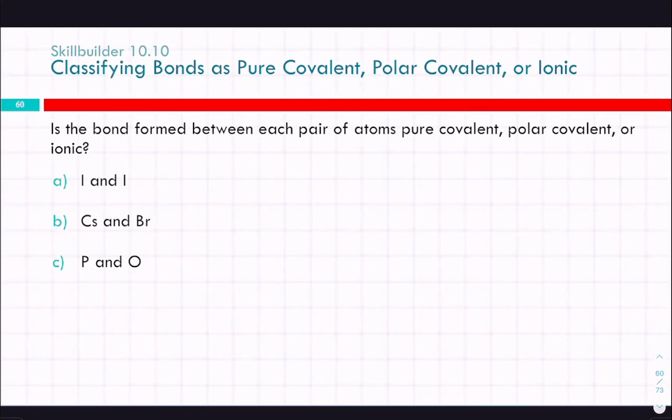Okay, so is the bond formed between each pair of atoms pure covalent, aka nonpolar, polar covalent, or ionic? So we have a bond between iodine and iodine. Nonpolar. Nonpolar, pure covalent. How about for cesium and bromine?